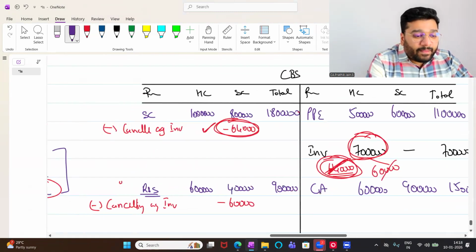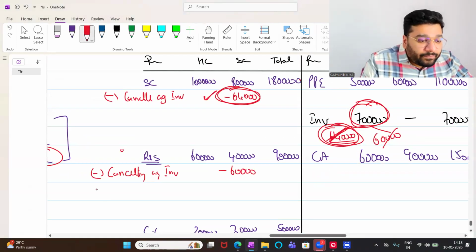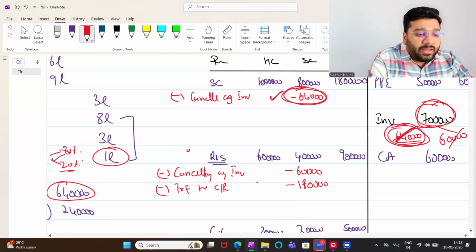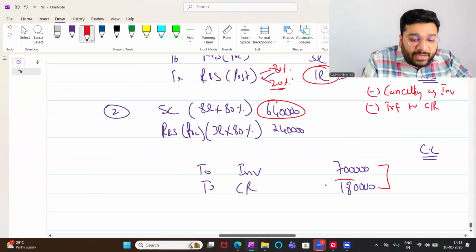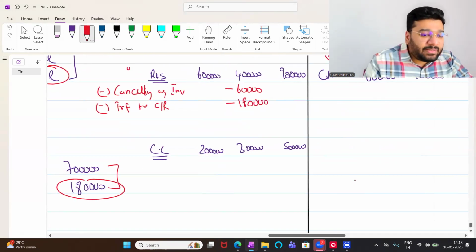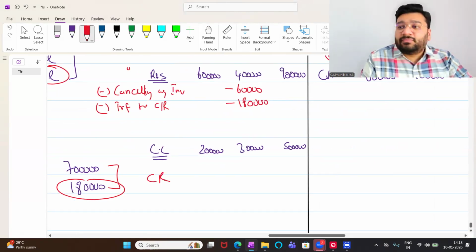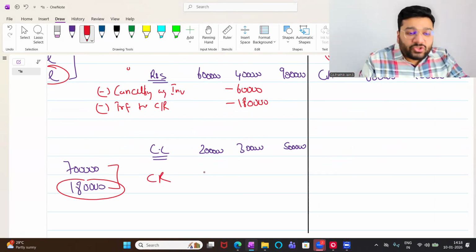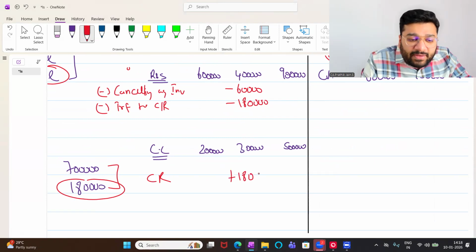So I'm transferring to capital reserve 1,80,000. And since you have credited capital reserve, a new account will get created as capital reserve. Any problem? I'm doing it here, I don't have space. Generally, all this goes in reserve and surplus, but I want to show everything separately. So 180 will get added to your capital reserve. Any problem?